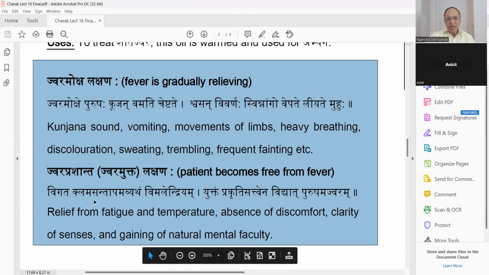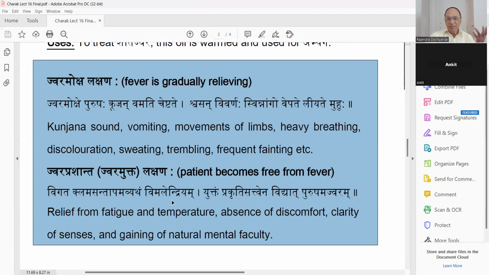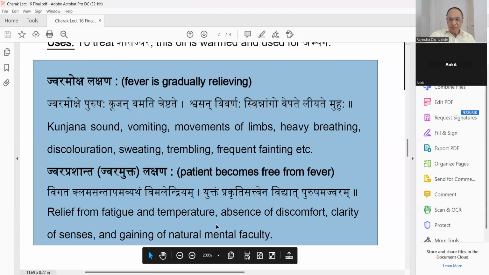Vigata klamasantapam avyatham vimalendriyam yuktam prakriti sattvenam vidyat purusham ajwaram. Ajwaram, no fever at all. Normal, your thermometer reading below 98 degrees Fahrenheit. So relief from the fatigue, patient a little bit better. Relief from the temperature, body temperature is coming down. Absence of discomfort, clarity of the senses, and gaining natural mental faculty.